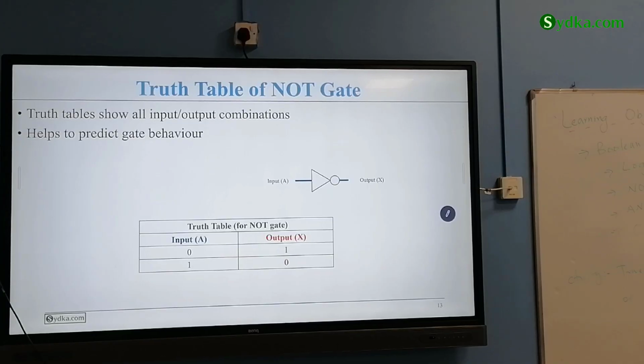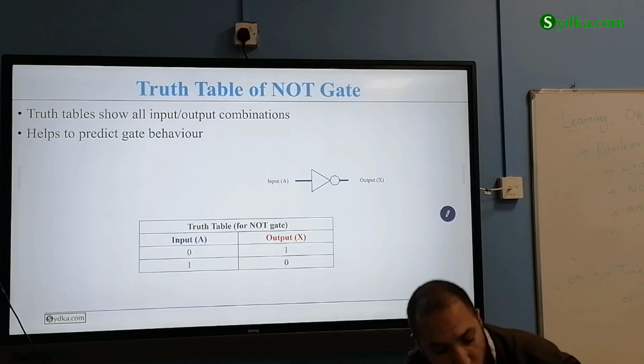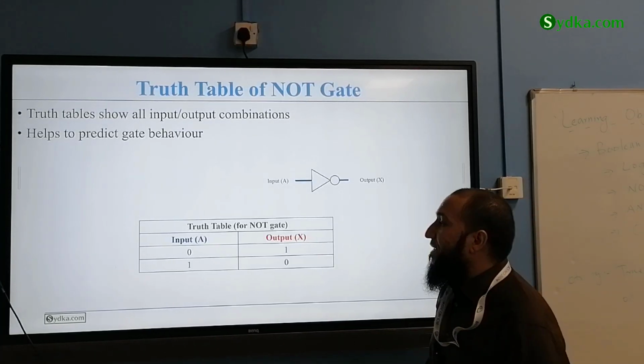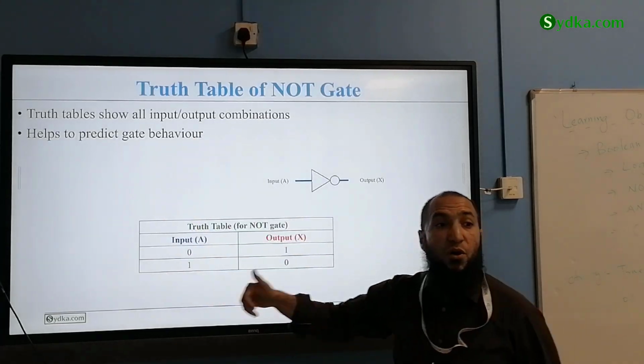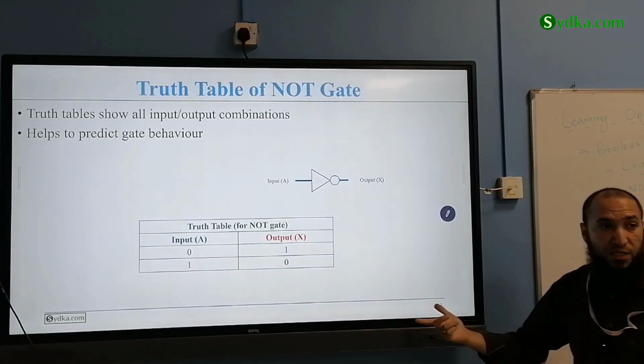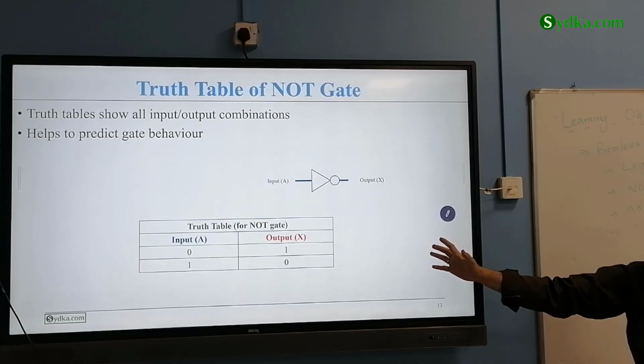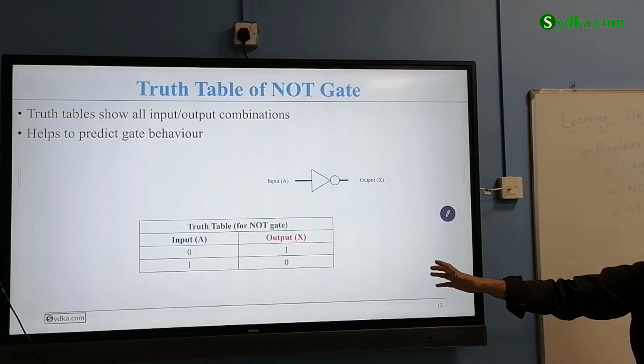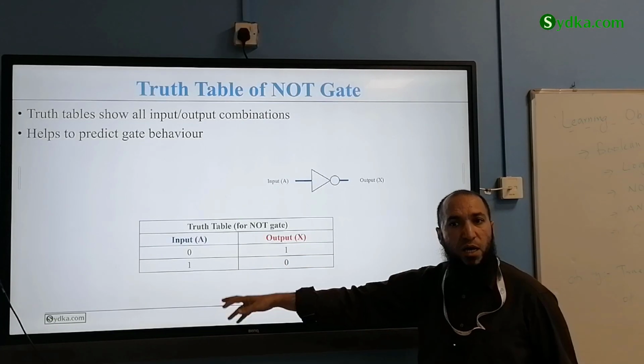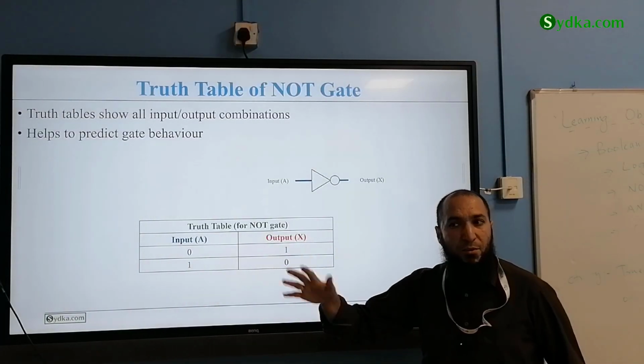What does the truth table do? It helps us to understand all the different combinations of inputs and outputs for a specific gate. The smallest truth table we will have is only for the NOT gate because it takes only one input and one output. But others will be bigger.